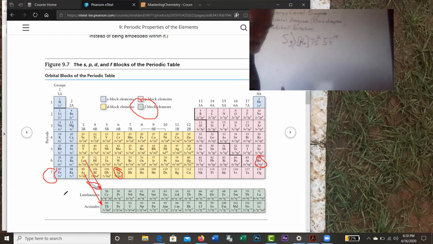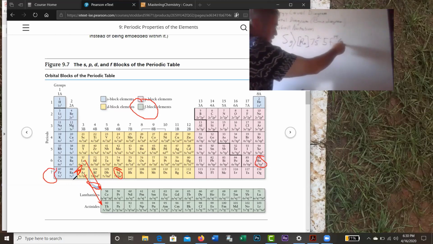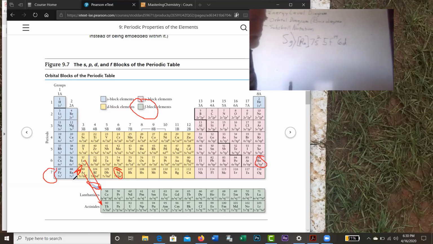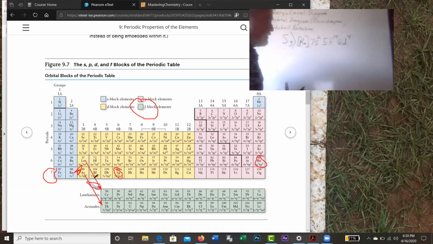And then you come back to the d's to continue the d's right here. That's 1 number lower than the 7, so that would be 6d. And then you count over 1, 2, 3, 4. So there's 4. Sg is the 4th element over in the d. So that would complete your electron configuration for that.